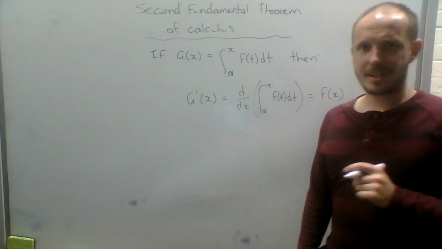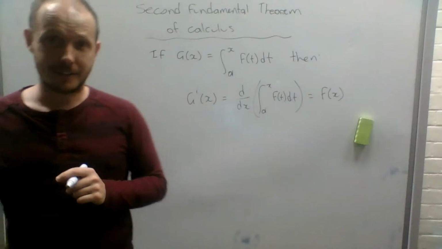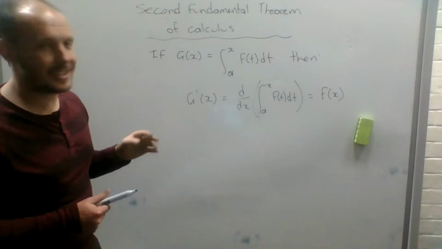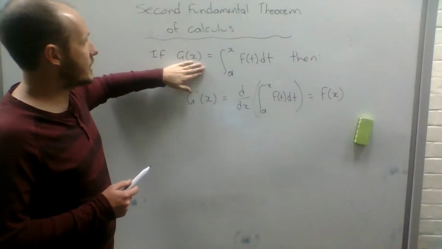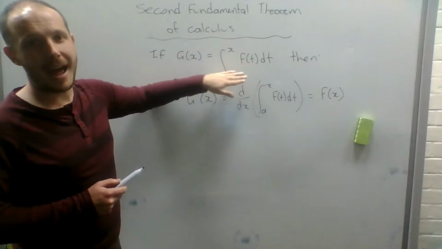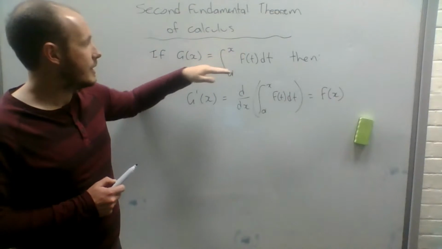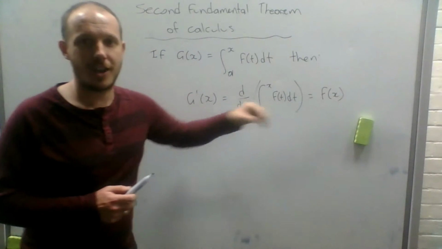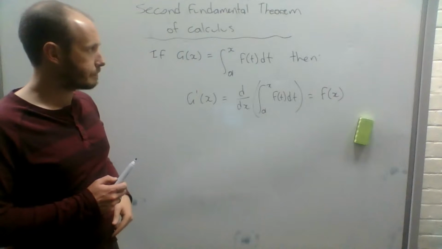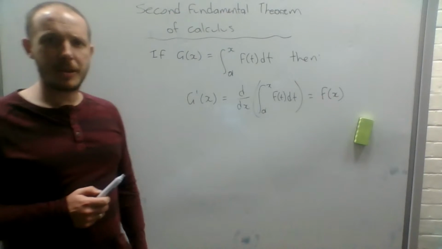This is what we call the second fundamental theorem of calculus. Basically what it's saying is that differentiation and integration are opposite processes. So if we've got some function which is the integral from a up to any value of x, then the derivative of that function is simply the original function f of x. Now a couple of things to be aware of here.